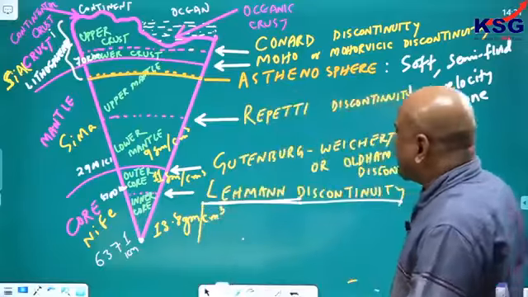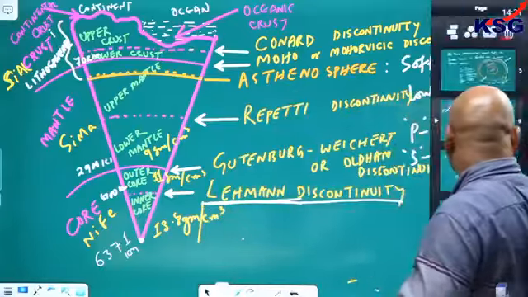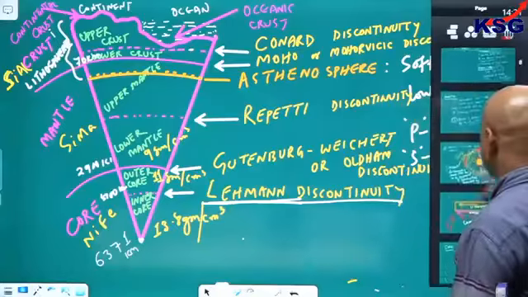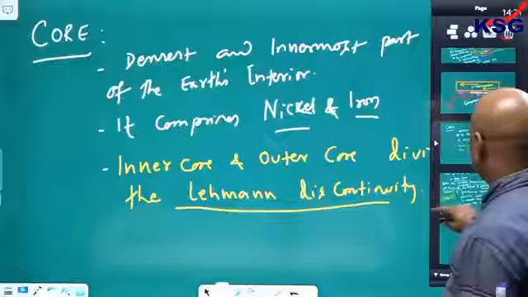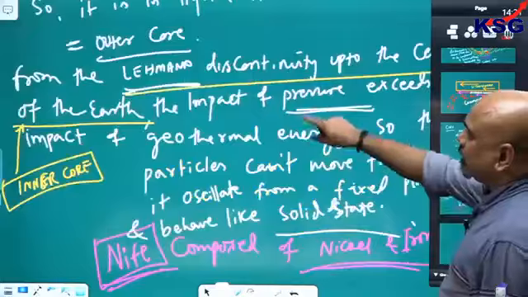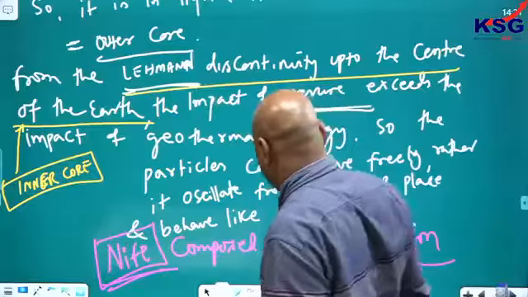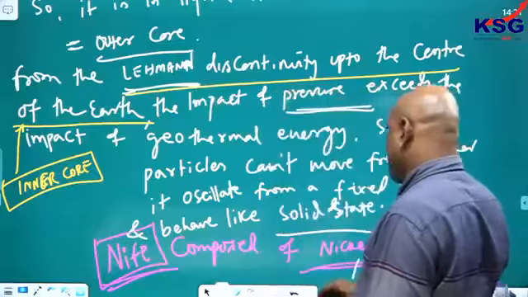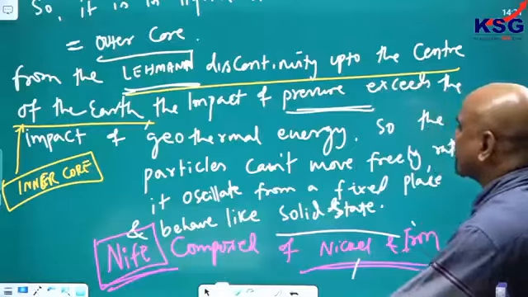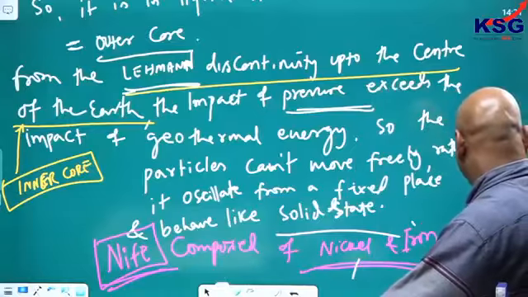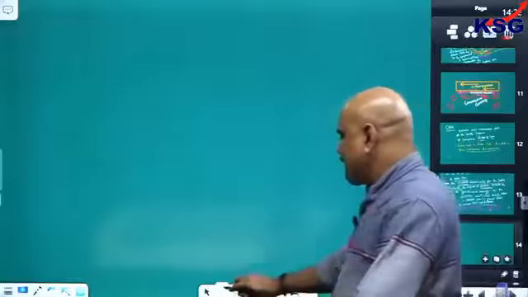By the way, is it Lehmann discontinuity, please? Outer core and inner core is the Lehmann discontinuity. Can you please see these things? Here I have written Lehmann, and here I have written Lehmann, and now it is Lehmann discontinuity. Okay, fine. Nife composite: nickel and iron. As I just mentioned about the inner core and outer core, now you think about certain things more.